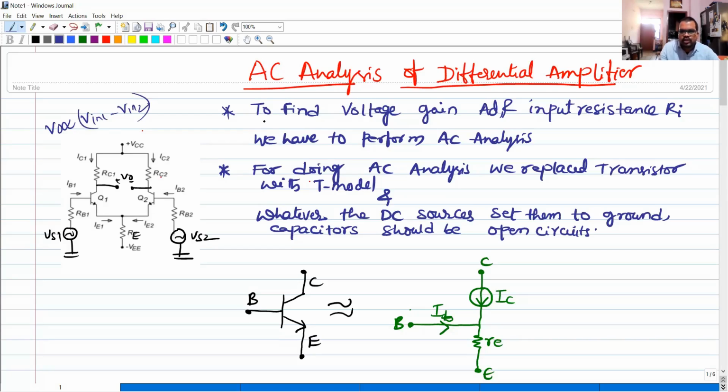Right? Now see the first point. To find the voltage gain that is represented as AD for the differential amplifier, please remember, the differential amplifier is the first stage of the operational amplifier. To find the voltage gain of the differential amplifier, that is AD, as well as the input resistance of the differential amplifier, we have to go through the AC analysis, right?